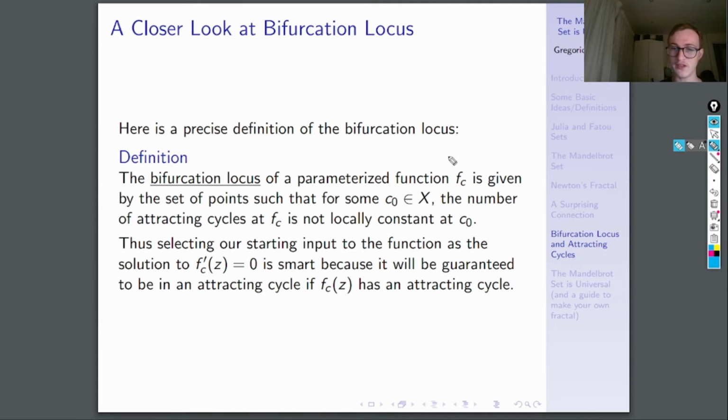So here's a precise definition. The bifurcation locus of a parameterized function, so that's the type of function we've been looking at now, is given by the set of points such that for some C0, the number of attracting cycles of Fc is not locally constant.